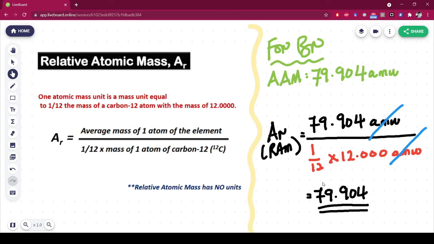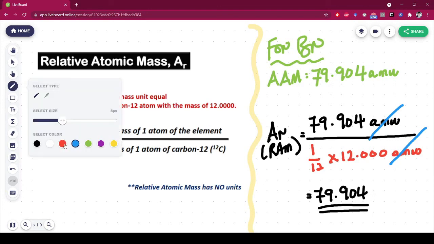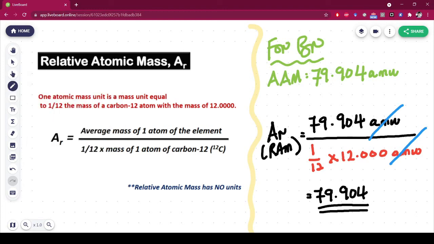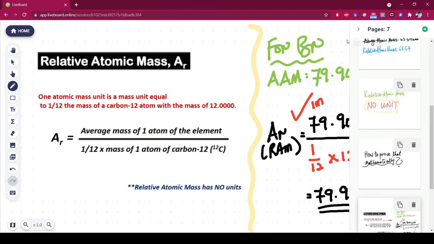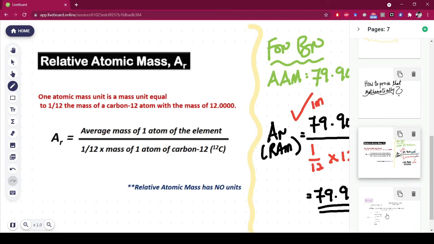So in exams, this step over here will give you 2 marks. You have 1 mark for this step, and you will have 1 mark for your relative atomic mass written down correctly. Let's have a look at another example.